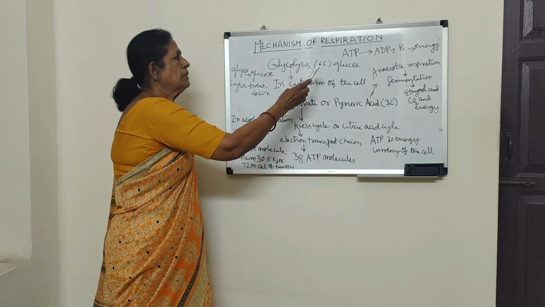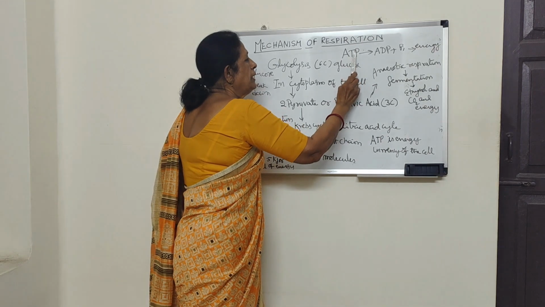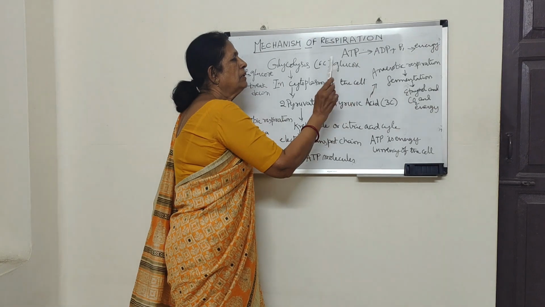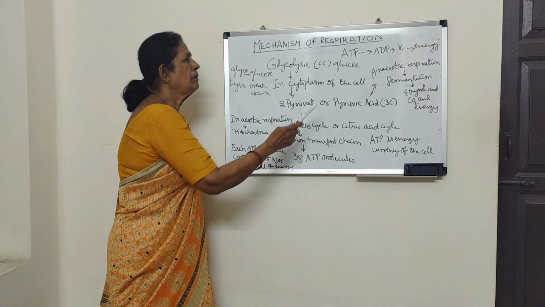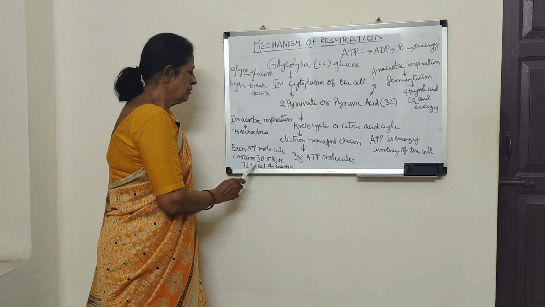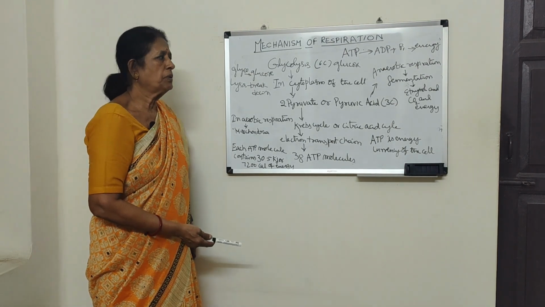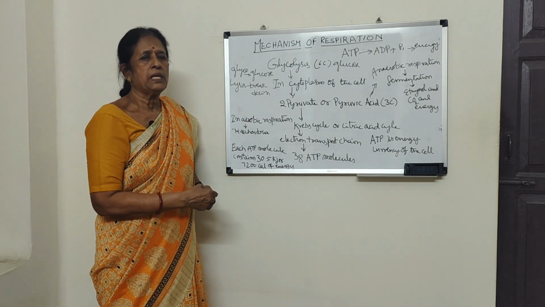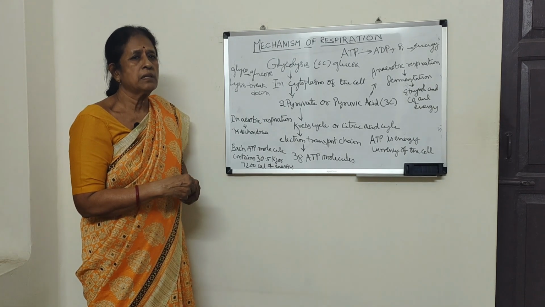When ATP breaks down into ADP and inorganic phosphate, since 3 phosphate molecules are present, one phosphate molecule gets separated, the chemical bond is broken and energy is released. So when each ATP molecule breaks down into ADP and inorganic phosphate, 7,200 calories or 30.5 kilojoules of energy is produced. That is how respiration releases a lot of energy. This energy is very important for the survival of organisms.